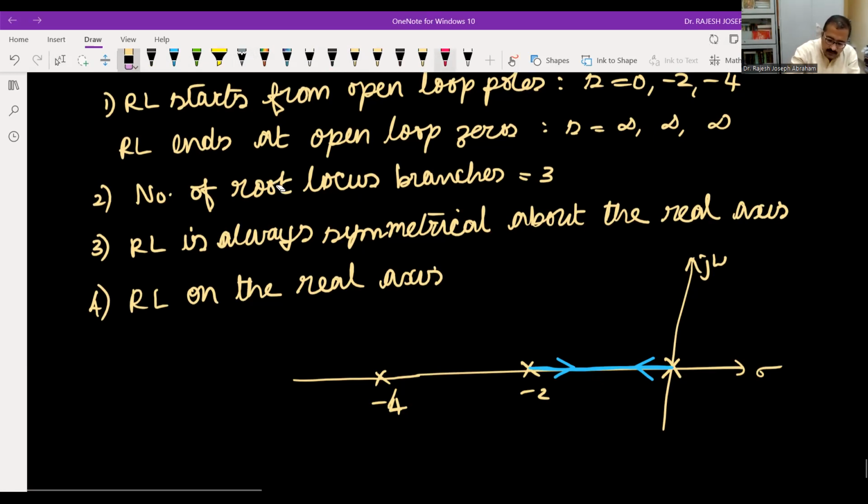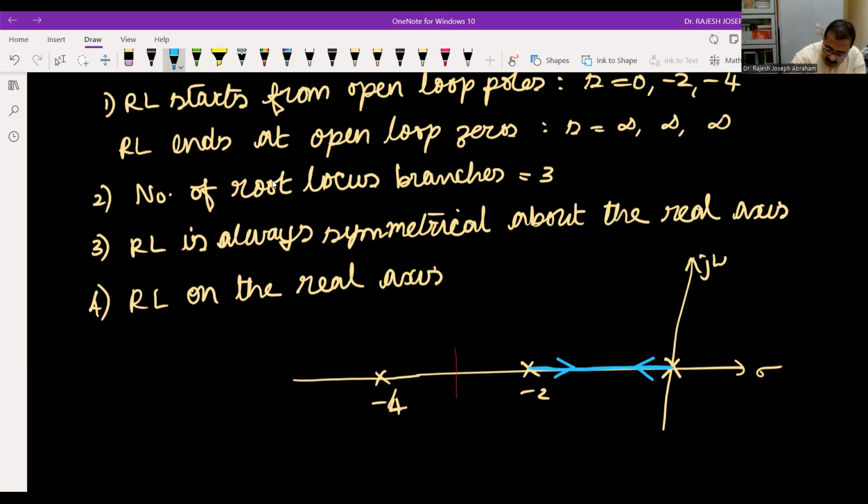Now put the test point here. How many real poles and real zeros? 2, which is even. So between minus 2 and minus 4, there is no root locus. Then let me put a test point here. There are 3 real poles and real zeros in total to the right side of the test point. So from minus 4 to minus infinity, we have another root locus branch.